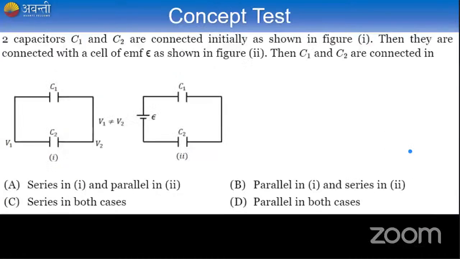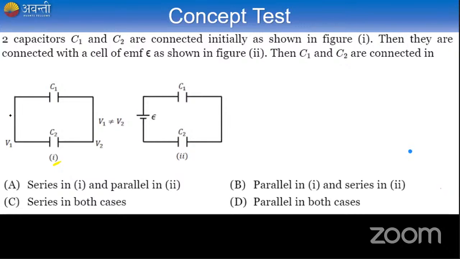Now, if you know this, try to answer this question. This is one good question which seems a bit tricky. Let me see how many of you can answer this. The question goes like this. There are two capacitors, C1 and C2, connected initially as shown in figure 1. This is my figure 1. So initially my capacitors are connected this way. Then they are connected with a cell of EMF E as shown in figure 2.